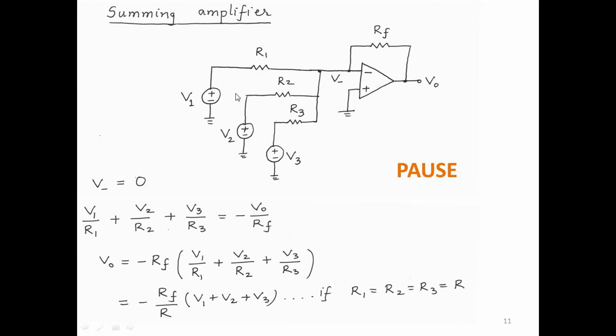So this circuit sums the 3 voltages V1, V2, V3 and produces an output that is equal to the sum of the 3 voltages if the resistances are equal. If they are not equal, it produces what is called a weighted sum. So the weighting of each voltage is determined by the resistances R1, R2, R3. Okay, so this is a summing amplifier.